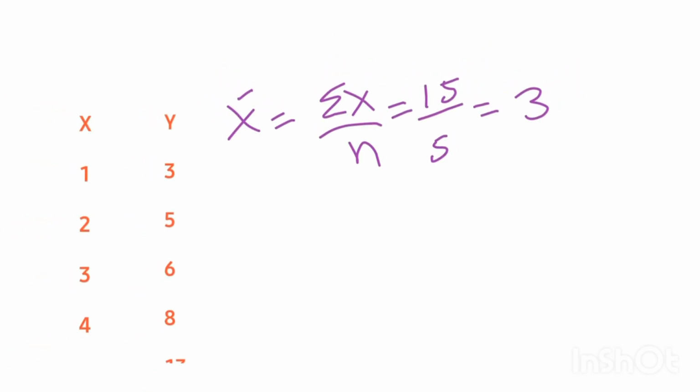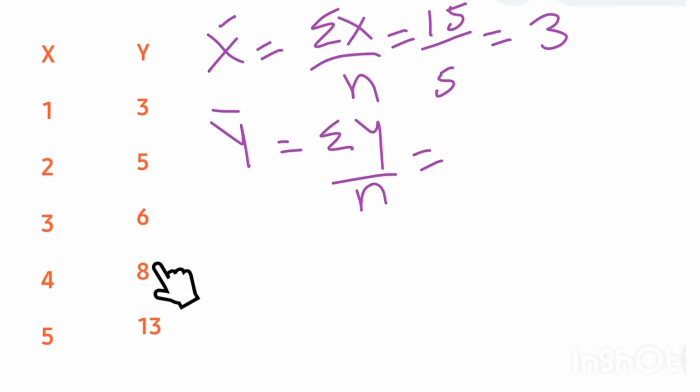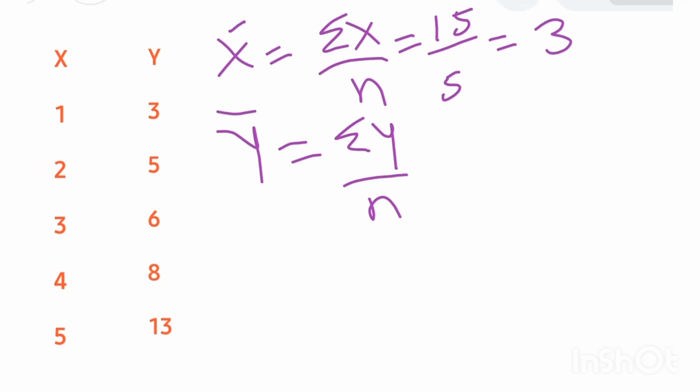We are also expected to get the mean y, so we have y bar equals summation y over n. Summation y simply means addition of all the y values, 3 plus 5 plus 6 plus 8 and lastly plus 13. And summation y will be 35 over n. n simply means the sample size, 1 2 3 4 5, and here we have 5, and so 35 divided by 5, we have 7 here, and so we record that now.